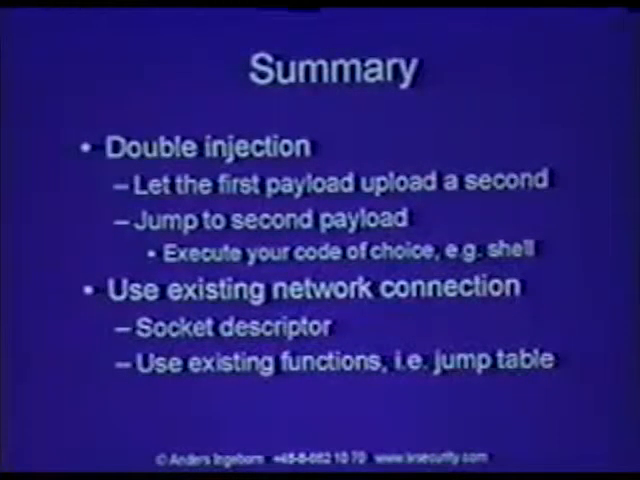To summarize this, I've discussed a double injection. And by a double injection, I mean that we send one payload that uploads a second payload and then jumps to the second payload, and that the second payload executes the actual exploit, like a shell or something. I have suggested to try to use an existing network connection by finding and supplying an existing socket descriptor to the receive and send functions. And I have also suggested to try to use the existing, preloaded functions through the jump table of the original program.